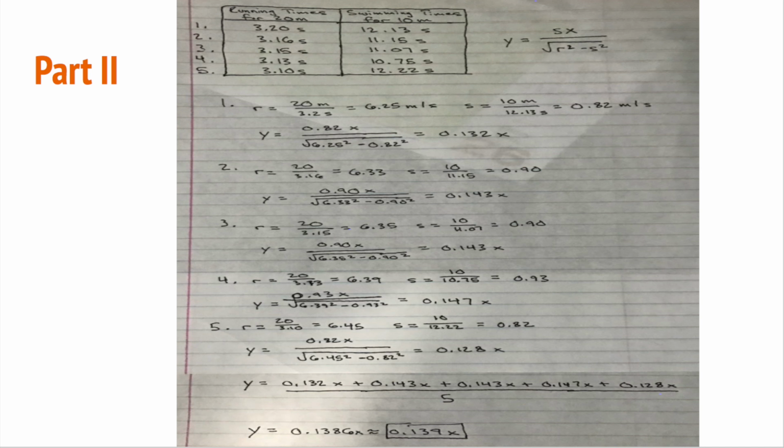In part 2, our goal is to find the relationship between the distance y and x. We'll find the relationship by using the equation solved for in part 1, which was y equals sx divided by the square root of r squared minus s squared.